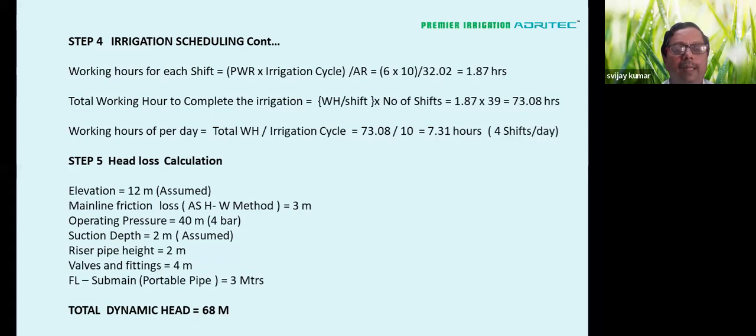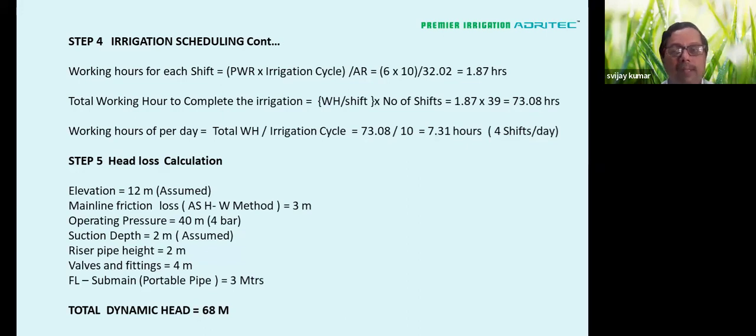Once you have calculated that, we come to the working hours for each shift. To calculate it, you know the peak water requirement, and you multiply it by the irrigation cycle and divide by the application rate. So 6 millimeters, irrigation cycle of 10 days, divided by the application rate of 32 mm, comes to roughly 1.87 hours. But we have 39 positions to cover the area, so 1.87 multiplied by 39 gives the total working hours, almost 73 hours.